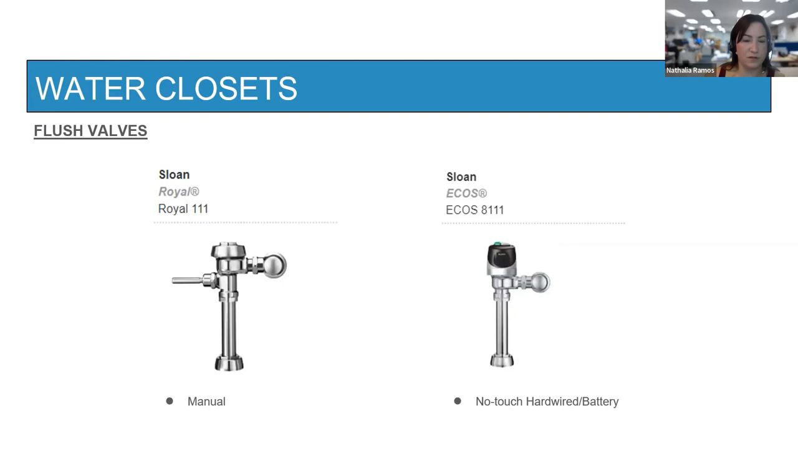For flush valves, we have the manual type, so Royal 111, and also the sensor option from Sloan. So as you can see, with the first option, with the manual, you can easily use a toilet seat with a lid. On the other hand, with the sensor model, it wouldn't work with the sensor. So in this case, you probably would have to go with the backrest.